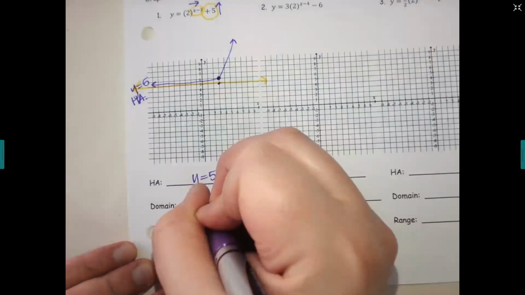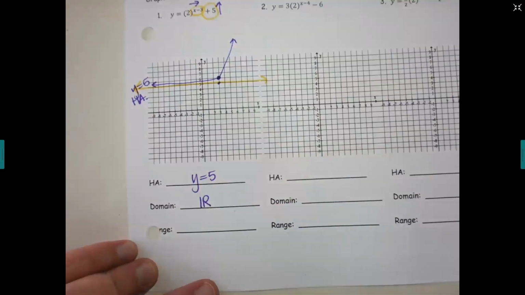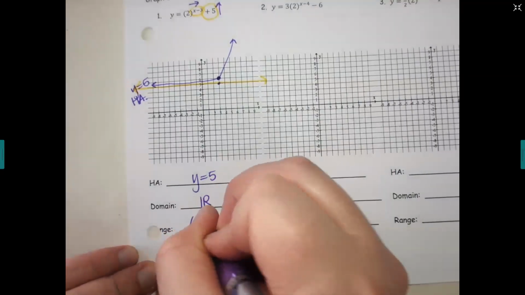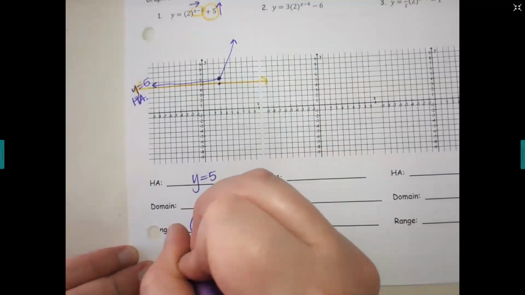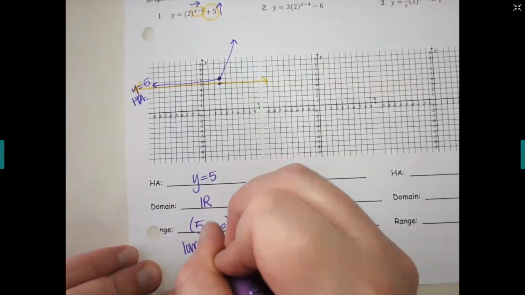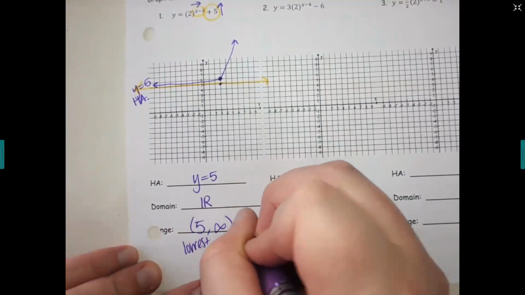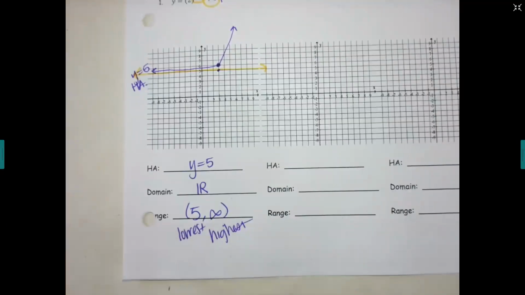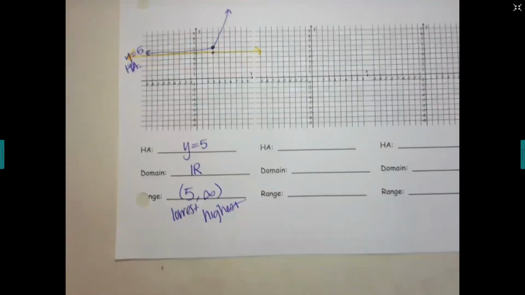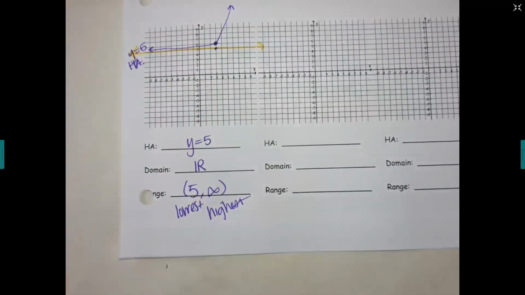All reals, very good. And then for my range, what's the lowest that this graph can go before it gets stuck? 5. So it'll be 5 to infinity, where 5 is the lowest it can go, infinity is the highest. Okay, but notice that we're giving 5 a parentheses because it can't actually cross 5. It gets closer and closer, but never gets there.